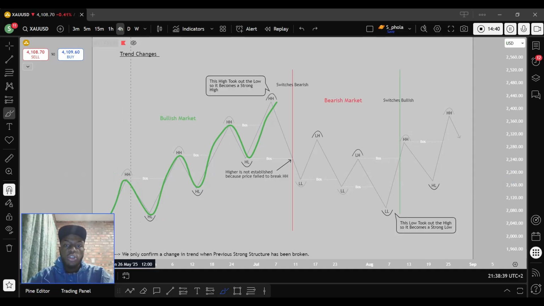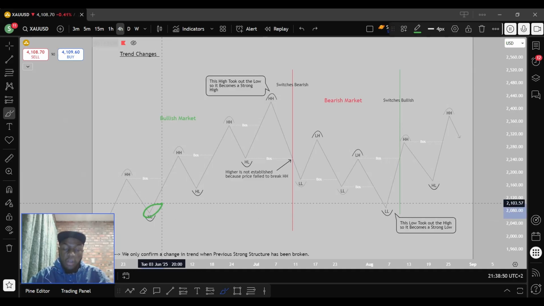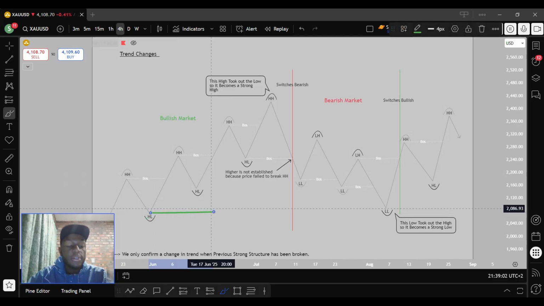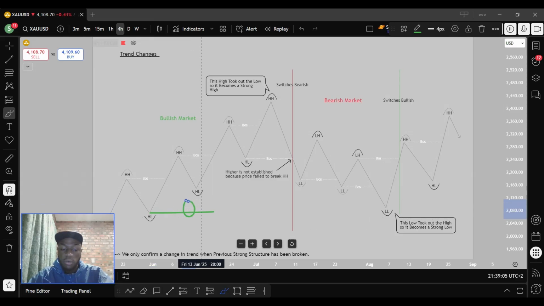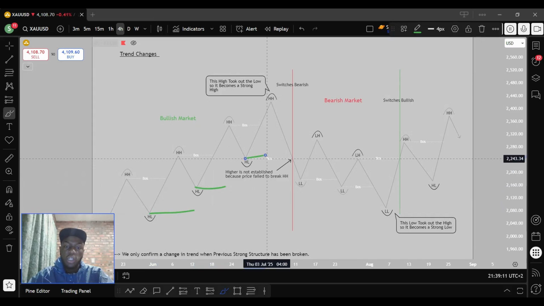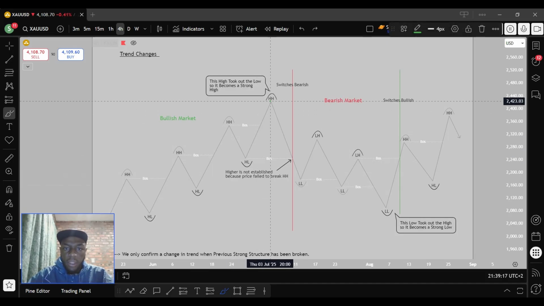You understand? So since they are strong structure, we believe that major banks and hedge funds that bought here and led to this break of this high have a vested interest in their position in the market not coming back to their position, right? So we expect these lows which led to break of structures to hold, you understand? So cool. So what happens if price comes and violates this low?